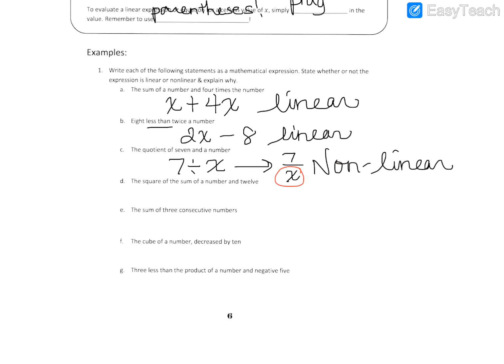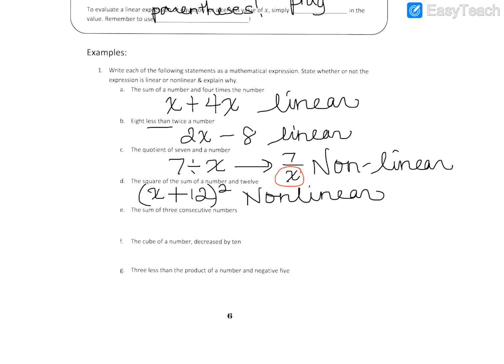All right, letter D. The square of the sum of a number and 12. Okay, so we have to start by doing the sum of a number and 12. To square it, we're going to use parentheses, and we're going to square that. This one is nonlinear because the x is being squared, it has the squared on the outside, so the exponent on the x is going to be a 2.